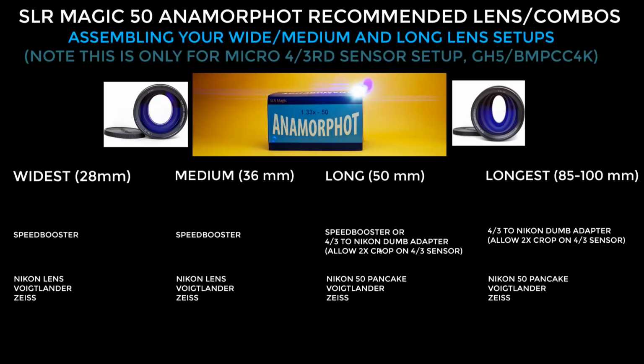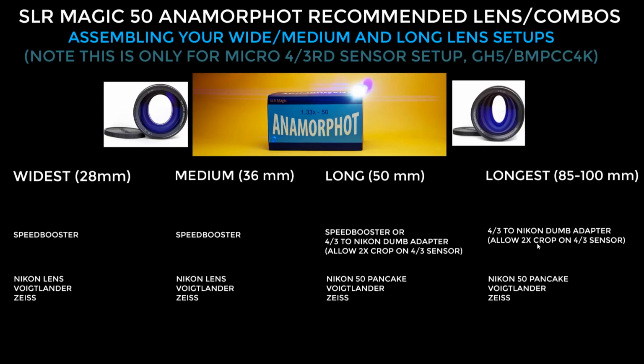You don't want to use speed boosters, from what I can tell, possibly from 50 to 100. You want to just use a dumb adapter, which is basically a cheap adapter that adapts from Four Thirds to Nikon or something, and allows the crop factor to extend the millimeter length of your lens. And please don't get into a debate with me about how it's not changing the millimeter length with the crop factor. I understand that, so please don't. We don't want to go down that road.